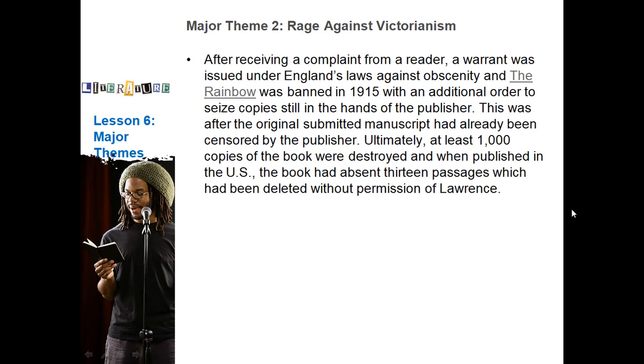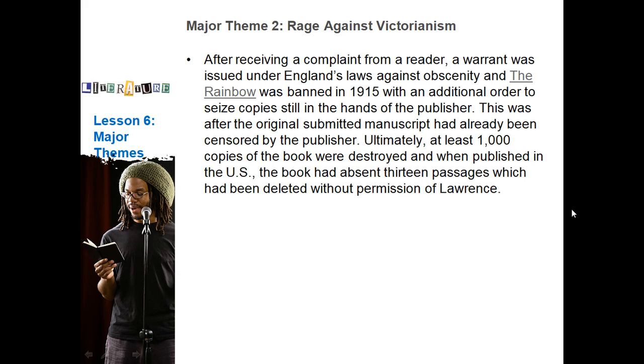Major theme 2, the rage against Victorianism, the rebellion against the rules and norms of Victorian England. After receiving a complaint from a reader, a warrant was issued under England's laws against obscenity, and The Rainbow was banned in 1915, with an additional order to seize copies still in the hands of the publishers. This was after the original submitted manuscript had already been censored by the publishers.